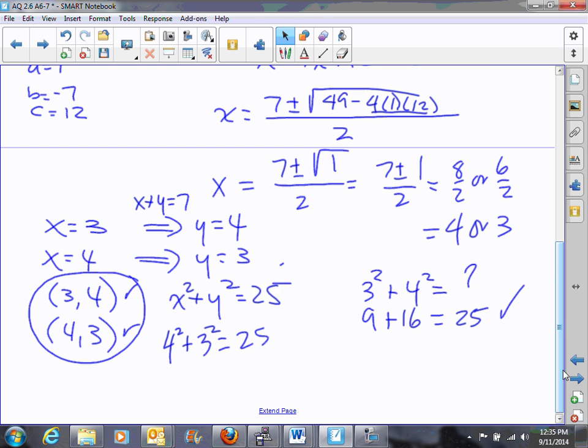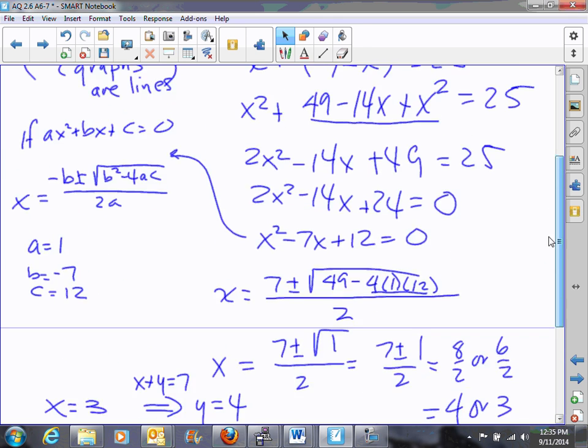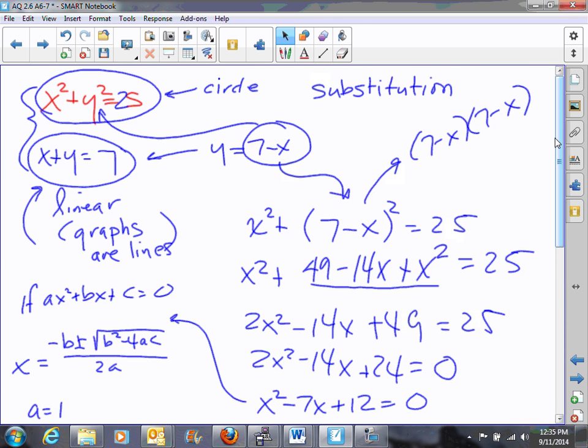Now, that's an algebraic way of solving a nonlinear system. Well, this is a system that has at least one nonlinear equation. So what I'd like to do now is go back and solve this again, but this time we're going to use the technology of the graphing calculator to solve the system.